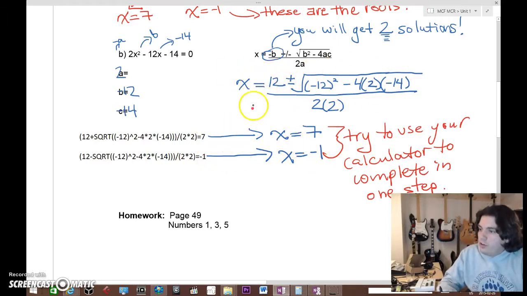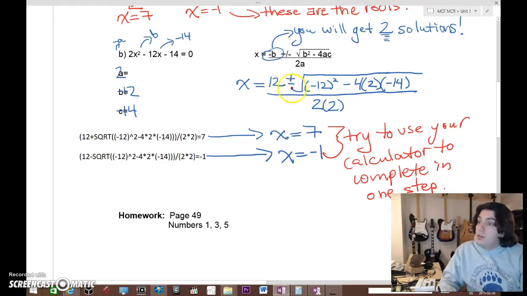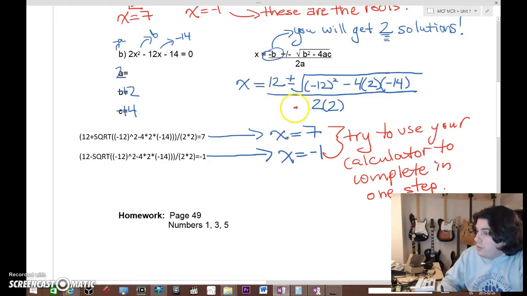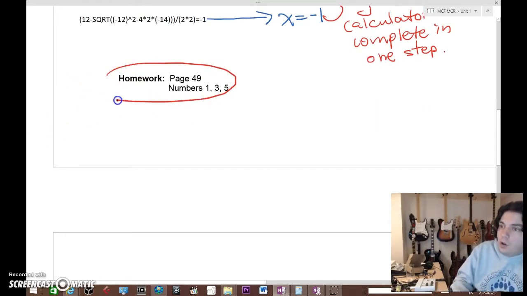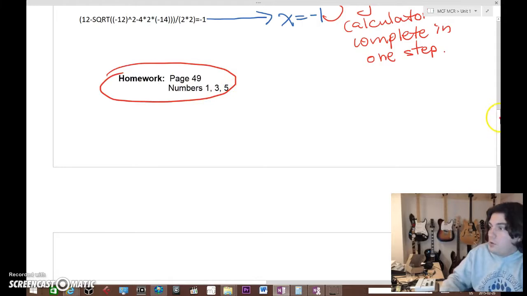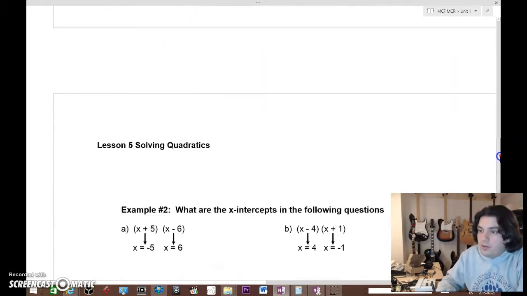So the quadratic equation will usually give you 2 outputs. Sometimes both will be the same. That can happen. That means that there's only one solution. And sometimes neither will give you an answer. And that's possible too. It is possible that a quadratic doesn't have an answer. So you may get 2 solutions, you may get 1 solution, or you may get no solution, depending on what does or doesn't work. And based on that, I would like you to do homework on page 49, numbers 1, 3, and 5. That'll be the homework for this section.